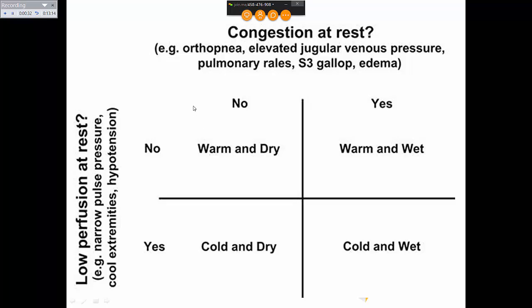But look at the variables that are used to determine this: orthopnea, elevated JVP, rales, S3, edema, and then pulse pressure, cool extremities, and hypotension. Where this is guiding us is that these are the exact same points we need to put in our H&Ps and our progress notes for patients with heart failure.